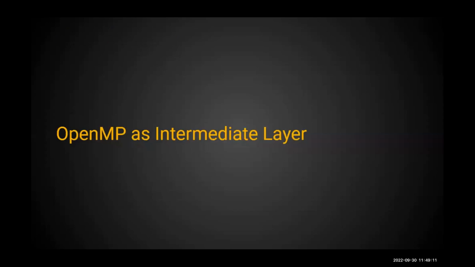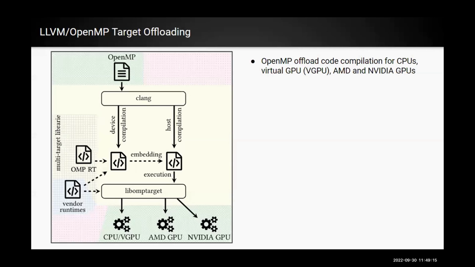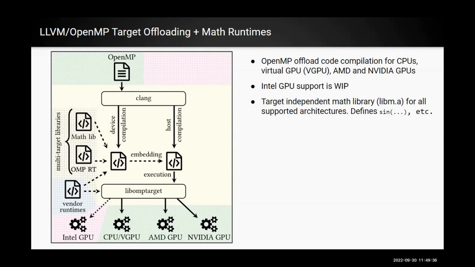Remote OpenMP offloading, you probably heard a lot too much about it anyway. Intermediate layer. Okay, this is kind of cool. I'll spend 2 minutes on it. This is the LLVM OpenMP offloading toolchain. OpenMP goes in, device and host compilation. We put a lot of things into the device compilation, embed it in the host, and run it on different things. We will support Intel GPUs.